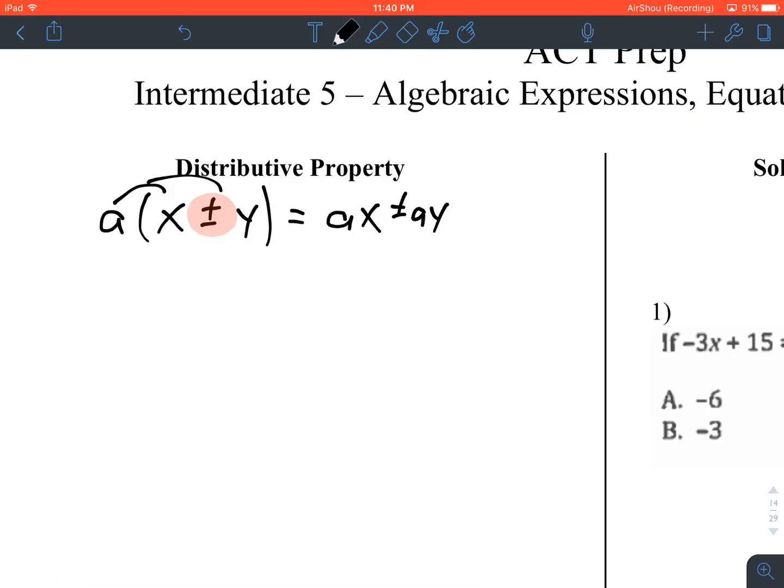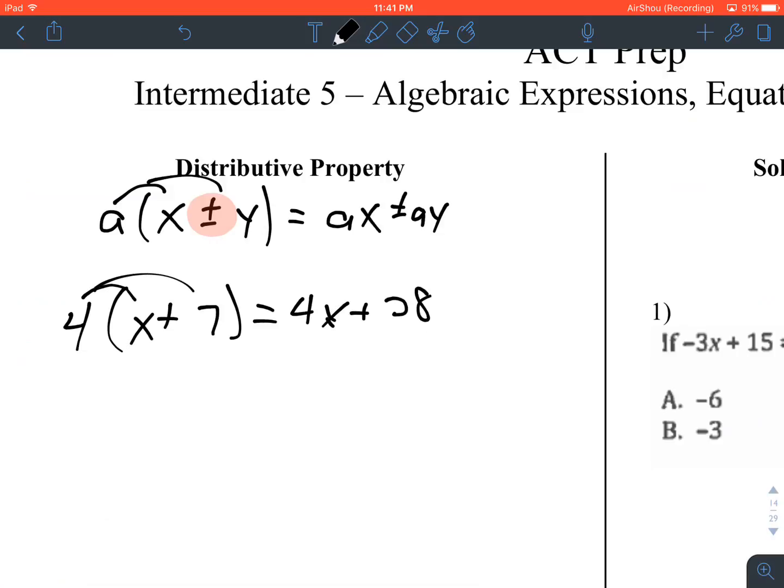Example with numbers, let's say we had 4 times x plus 7. We would multiply the 4 times the x, and 4 times the 7. That's the distributive property.